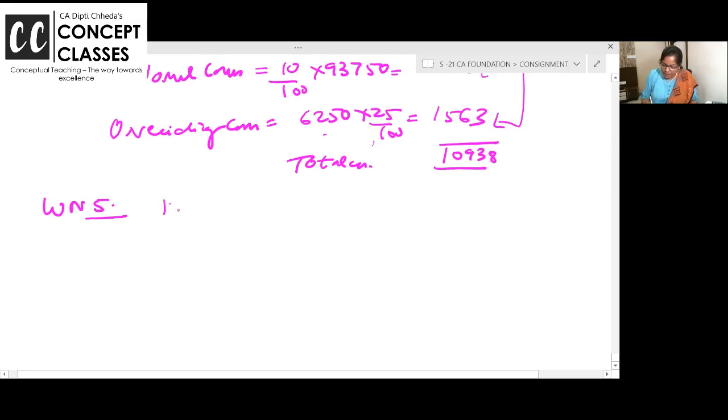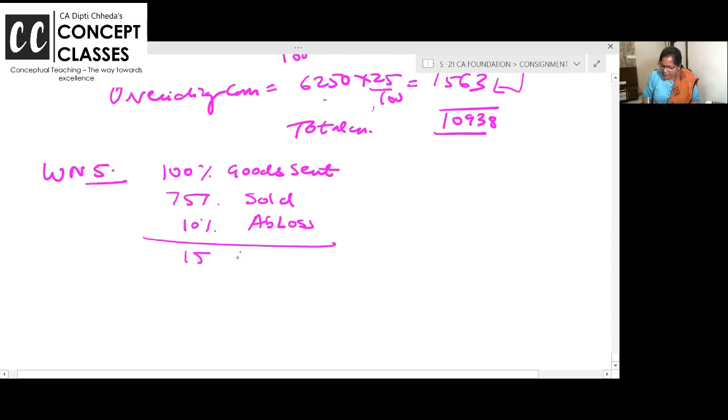Now see, you must be wondering, ma'am, how many units of closing stock are there? Either units will be given, or percentages: 100% goods sent, 75% sold, 10% abnormal loss, destroyed by fire. So what balance of closing stock came? 15%. Ma'am, why are you doing like this? Because the number of units is not given, dear. That language is missing. Units are not given, so we are taking percentages.